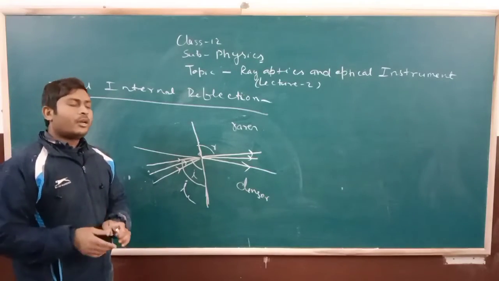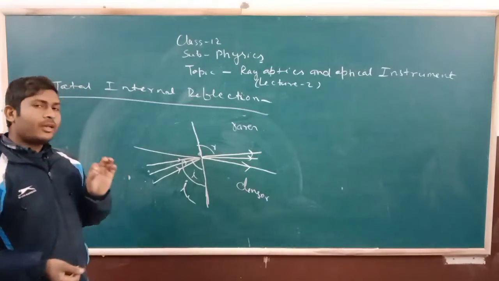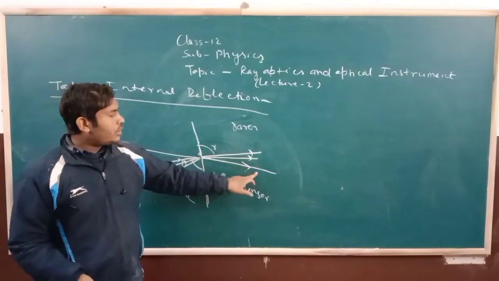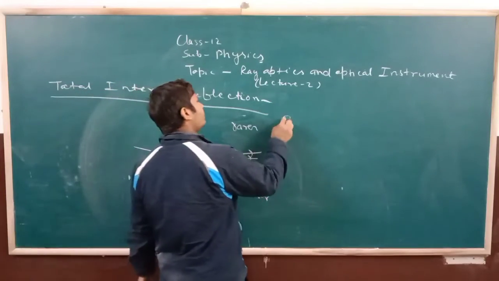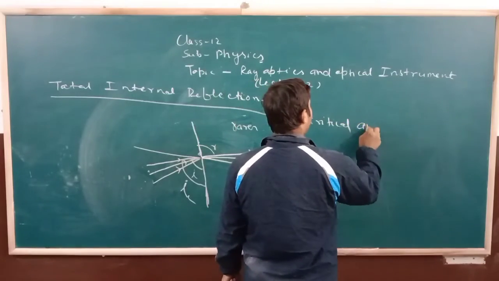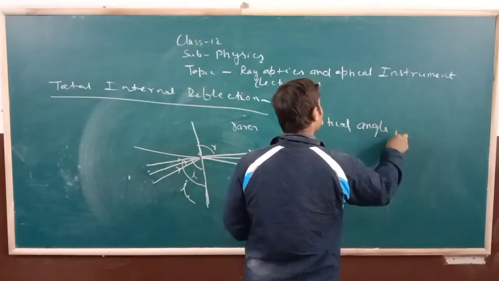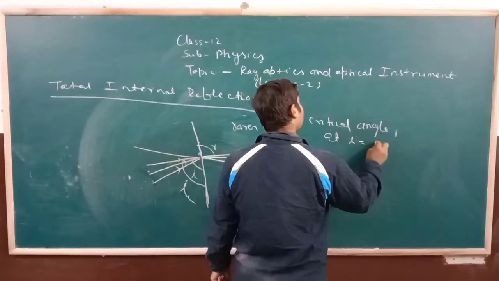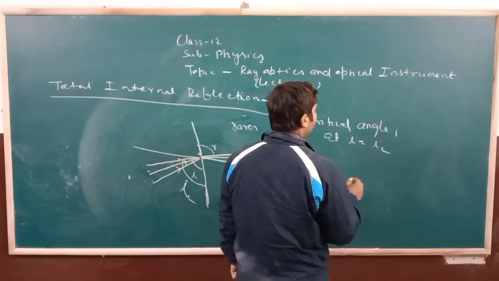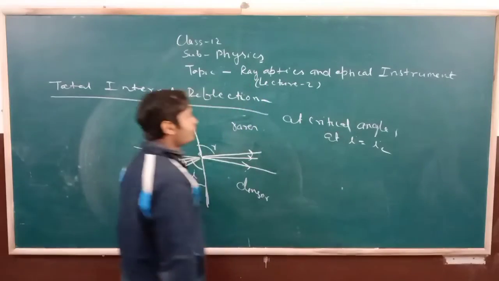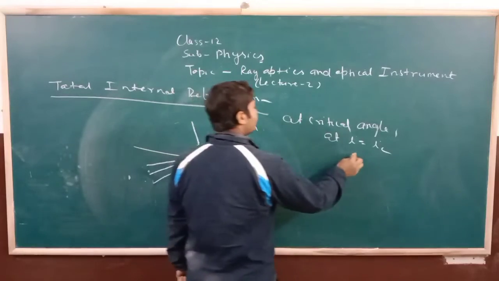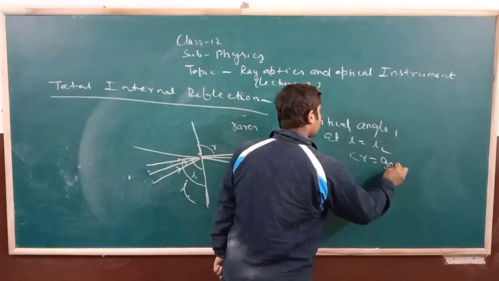Means the critical angle is an incident angle at which the ray of light emerges parallel to the surface. Means at critical angle, I is equal to IC. What is the value of the angle of refraction? Means at critical angle, I is equal to IC. What is the angle of refraction? The angle is 90 degrees.